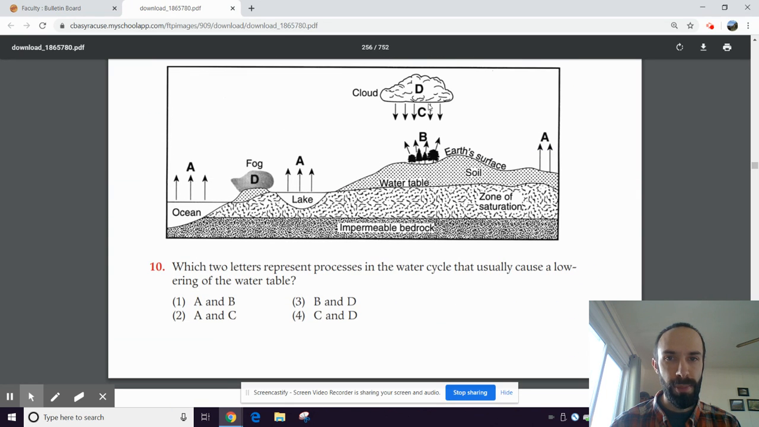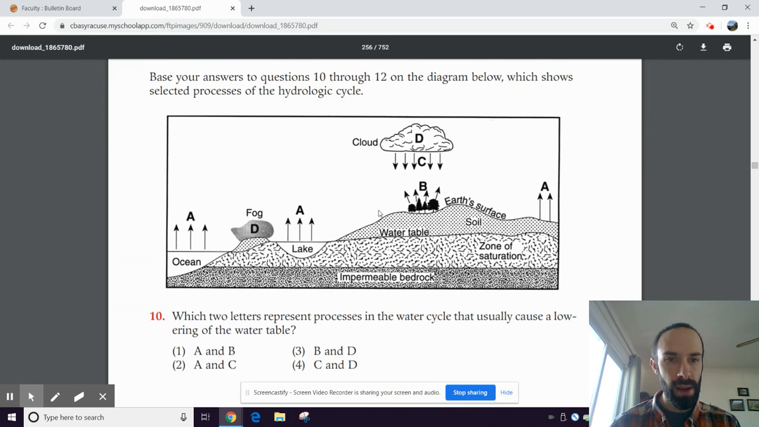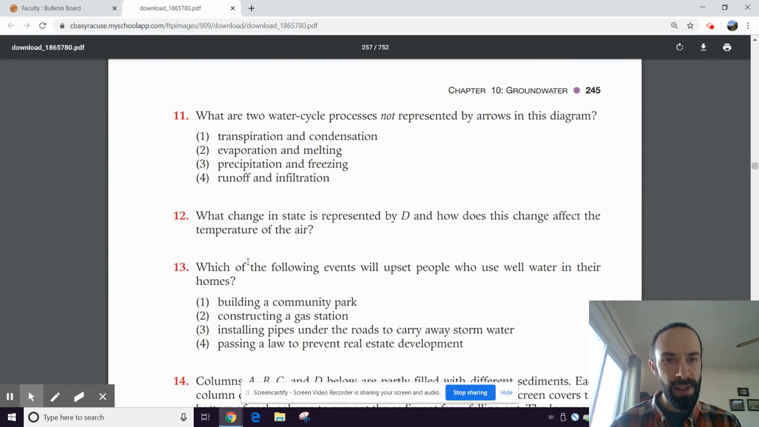Yeah, we got precipitation. Freezing, maybe. It doesn't show it directly, but runoff and infiltration. I see no arrows going over the surface. Do I have any arrows going into the ground? No. So both of those are not shown. So the best answer is actually number 4 for 11.